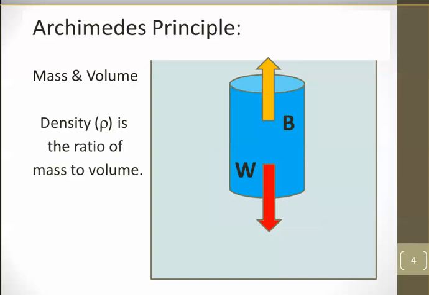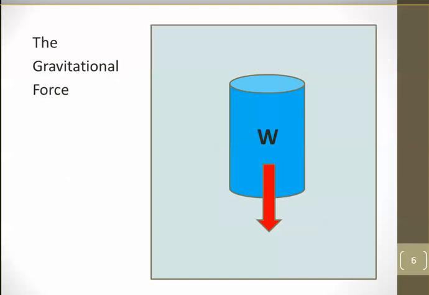Density, we're going to use the Greek letter rho to represent density, and it's simply the ratio of the mass to the volume. The gravitational force acting on the object, any object with mass, is simply going to be weight equals mass times gravity. Now, this is true anywhere near the surface of the Earth, of course. We know there's a more complicated expression for the gravitational acceleration further away from the surface of the Earth.